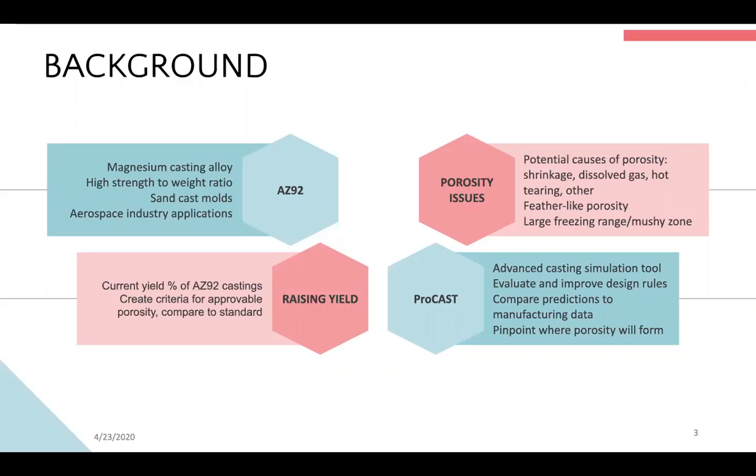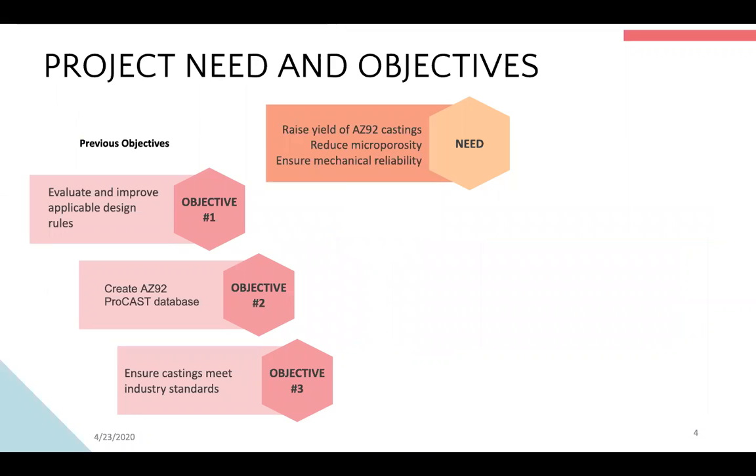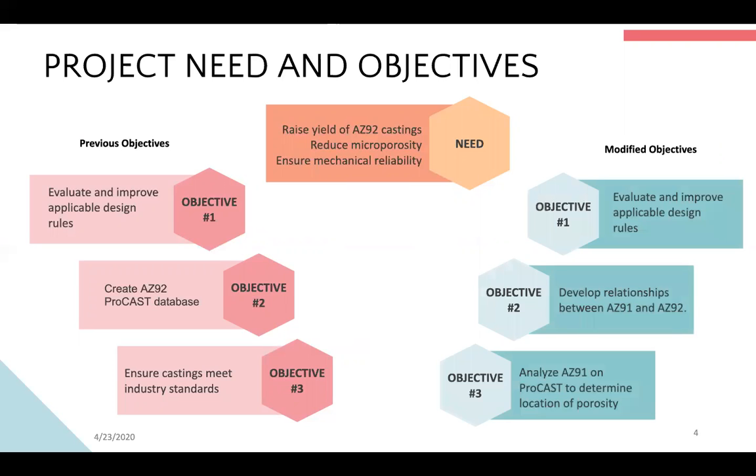The senior capstone design team will then utilize Procast, an advanced casting simulation tool, to evaluate and improve current design rules that Yankee Casting can continue to follow in their foundry in order to streamline their AZ92 casting production. However, due to the current climate of COVID-19, the main goals of this project have shifted due to the delayed availability of accessing Procast remotely. The newest goals for the academic semester were to investigate AZ91 and develop relationships to AZ92.